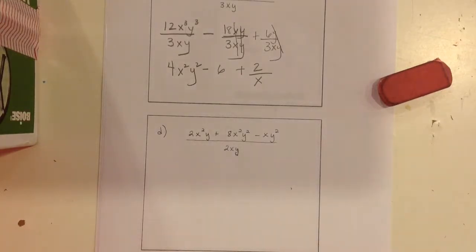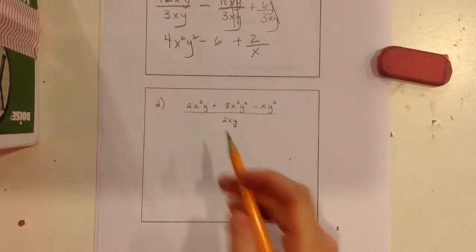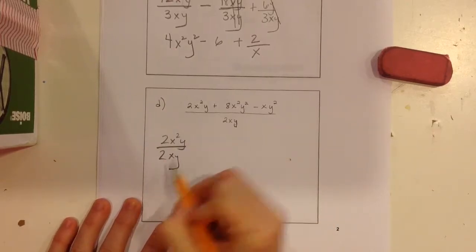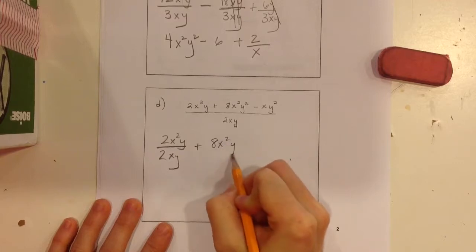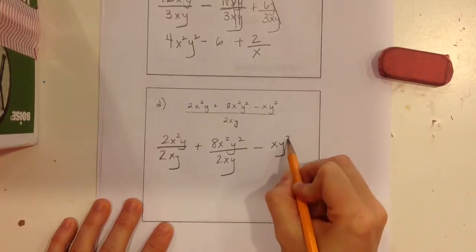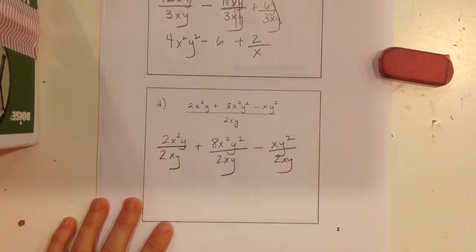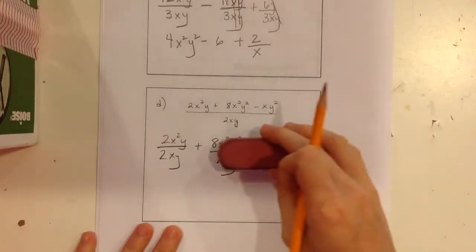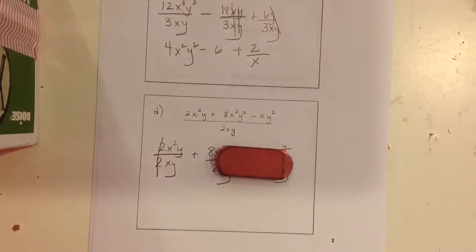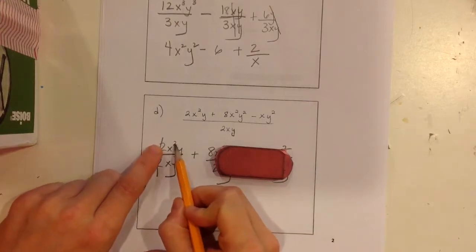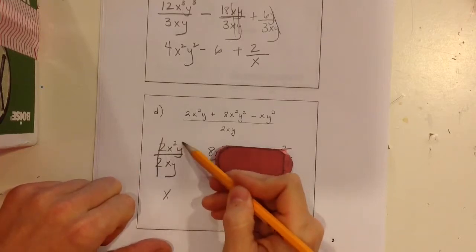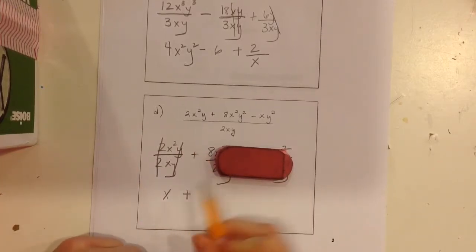The last problem where we have division of monomials is letter D. I'm going to have 2x squared y over 2xy plus 8x squared y squared over 2xy minus xy squared over 2xy. Okay, again, piece by piece, the 2's are going to cancel out on the first one. Then for my x's, I have x squared over x, so I subtract. 2 minus 1 is 1. The bigger number's on top, so just x goes on top. The y's cancel out, so x is the only thing in my first term.